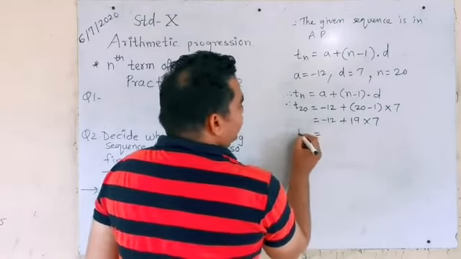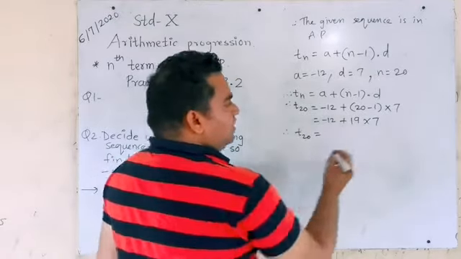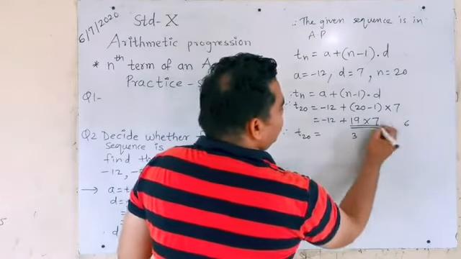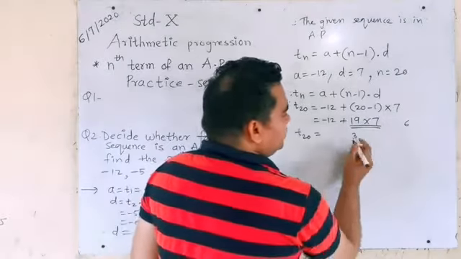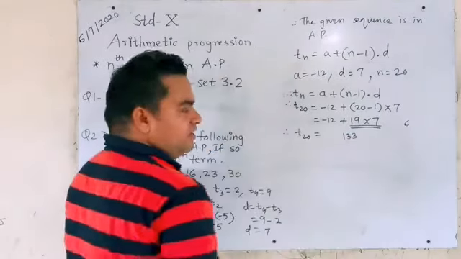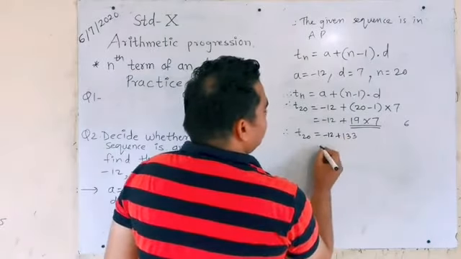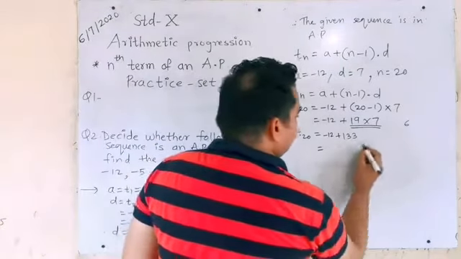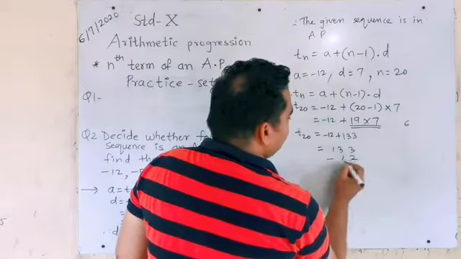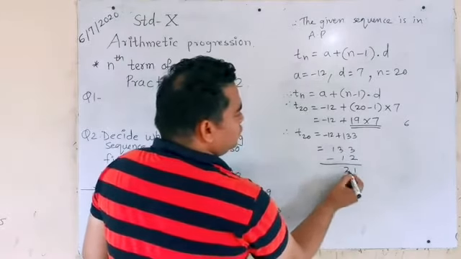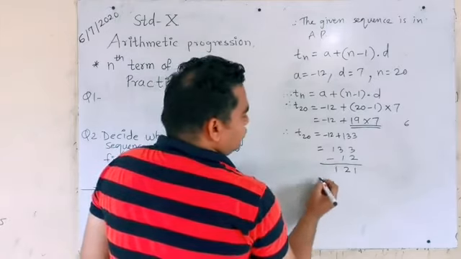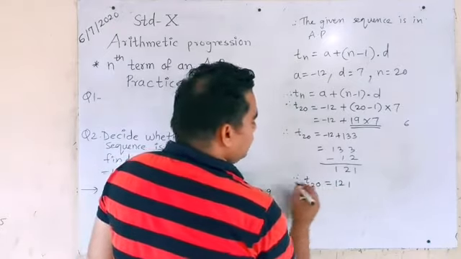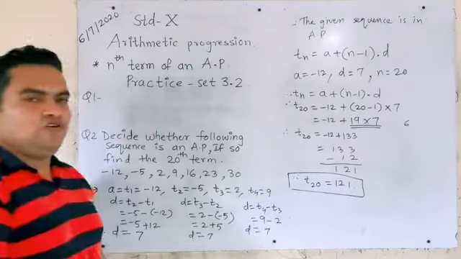So now we are finding the 20th term. First we will do the multiplication. 9 sevens are 63, 1 seven is 7, and 6 plus 7 is 13, so 133. Plus, now we will do minus 12. What will you do now? Plus minus is minus, so you have to do the subtraction 133 minus 12. The answer is 121. And so T20, the 20th term, will be 121. This is your answer. I hope you understood.